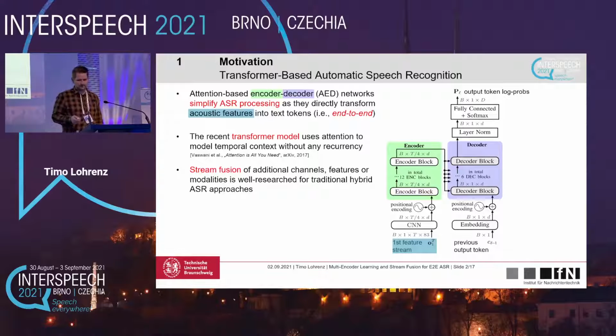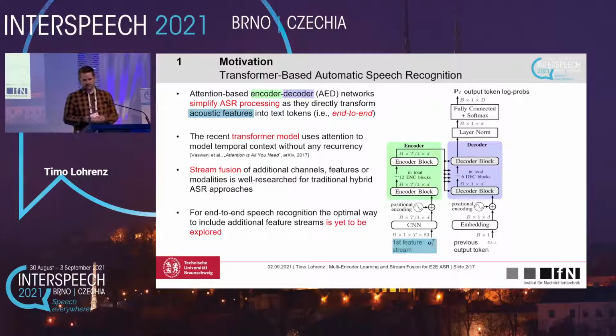One method that is quite prominent and well researched for hybrid speech recognition is stream fusion. Stream fusion can include additional channels, like from multiple microphones, additional features, or additional modalities, like, for example, audio-visual speech recognition into the ASR model. And for end-to-end based speech recognition, the optimal way of including additional feature streams is yet to be explored. So there's not much work on that, actually.